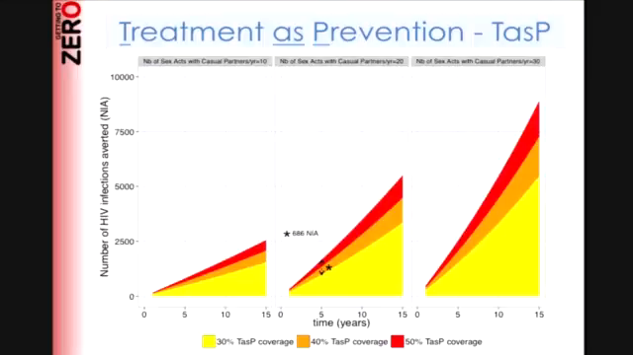And so let's focus on the middle. In the middle, we have an average of 20 sexual acts with casual partner per year. And you see that by increasing from 30 to 50% the TASP coverage in this given population, you could prevent almost 700 new cases. Only with TASP. But with my tool, you can combine both.